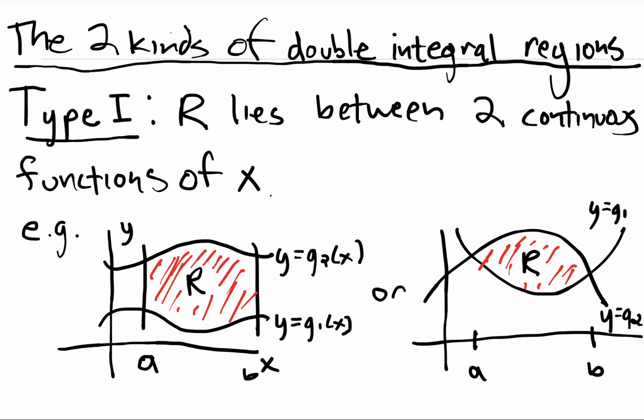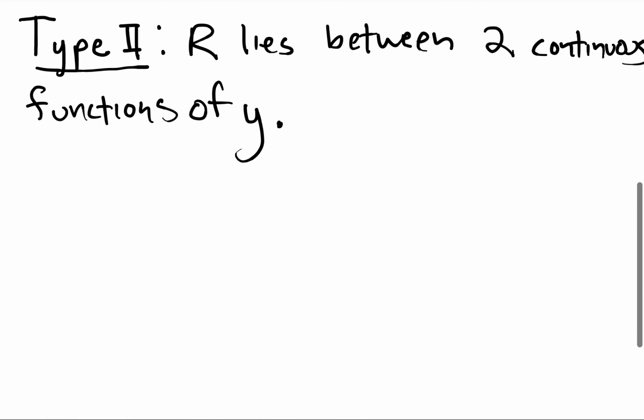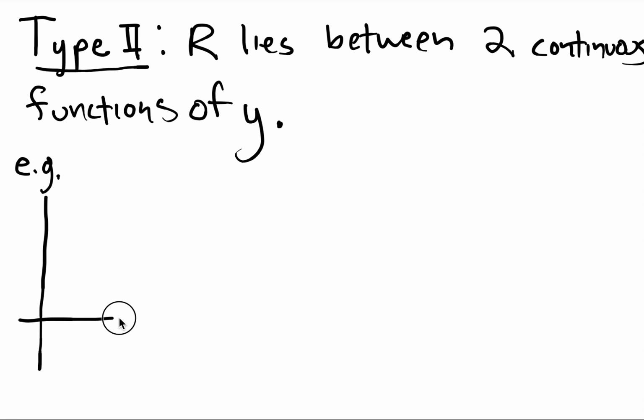Now the alternate case that we're going to look at, I'll scroll down here really quickly, is let's say that we've got a region that lies between two continuous functions of y. Now the way that this is going to change things up is this. When you're talking functions of y, these are no longer things that we necessarily expect to pass the vertical line test. These are things that we would expect to pass the horizontal line test.